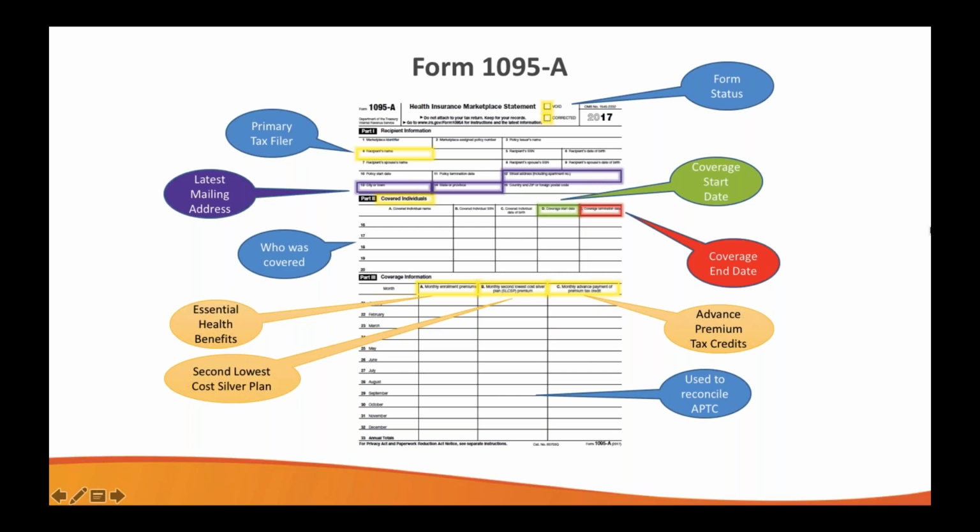And then C would be the advanced tax credit. So that's what's granted based on their attested MAGI. And that can change if they change their income or there was some kind of life event change. If they change their county, lots of different things can change that. So sometimes the form will have one APTC and then you'll see somewhere down the line it changed.